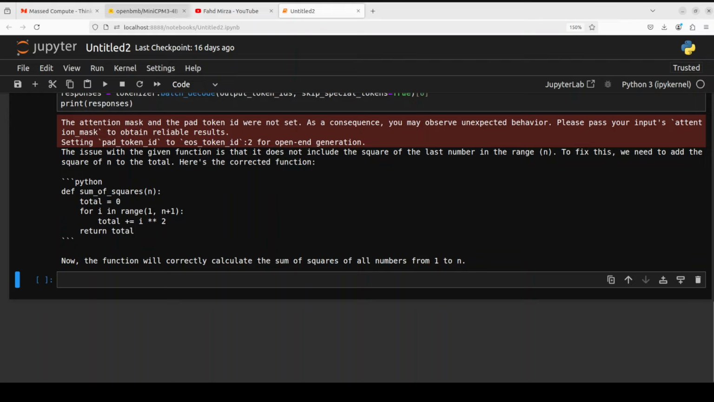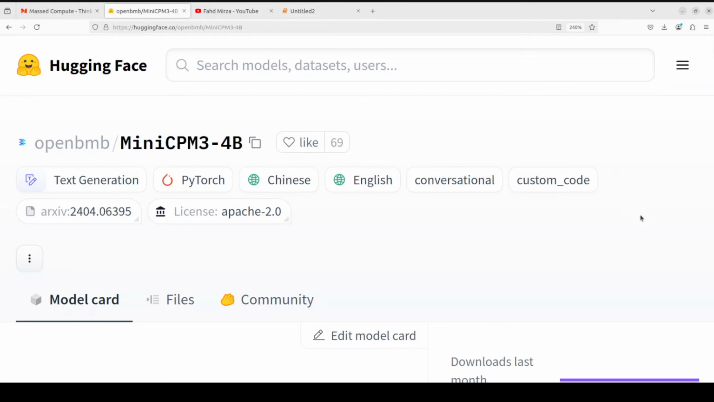So all in all, I would say yet another quality model from OpenBMB, this MiniCPM3. I think one of a very good addition when it comes to small language models.